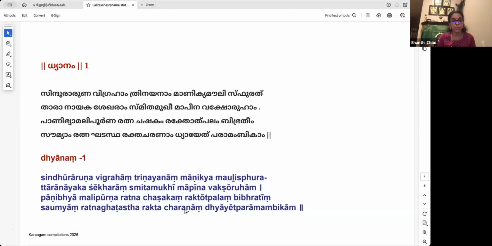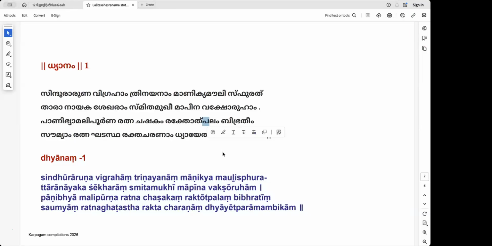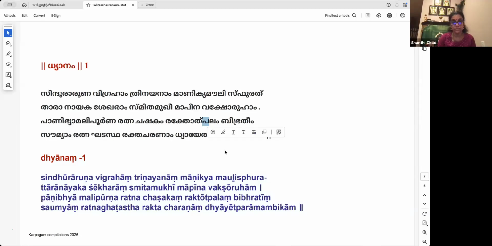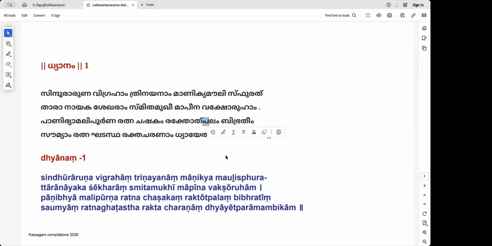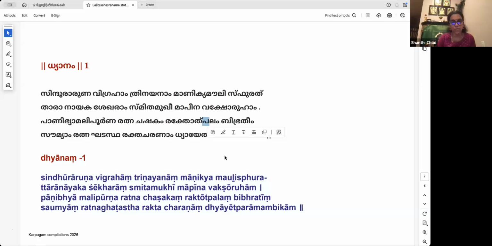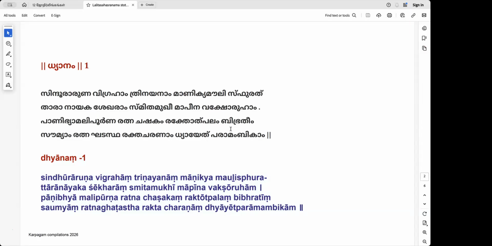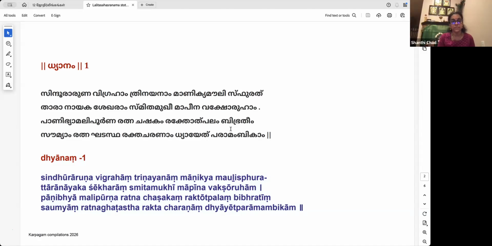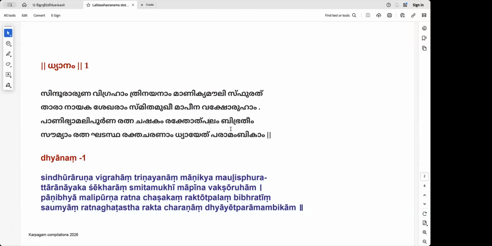Raktotpalam. Here, many make the mistake of making the "to" a Mahaprana sound, but this is Raktotpalam only. Vibhratim. Here I don't know if Vibhratim is also allowed, but it is B. The first B is Alpaprana, the second one is the Mahaprana. Okay, Vibhratim, Saumyam, Ratna, Ghatastha.